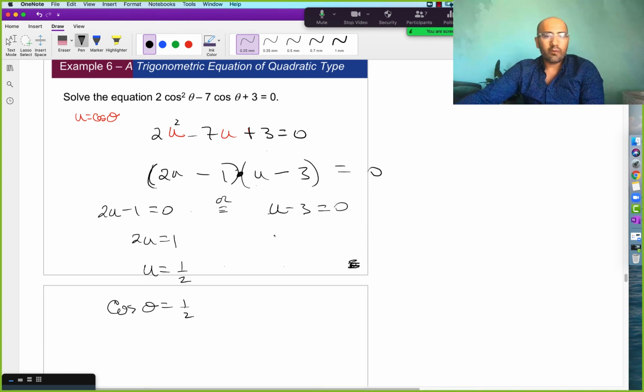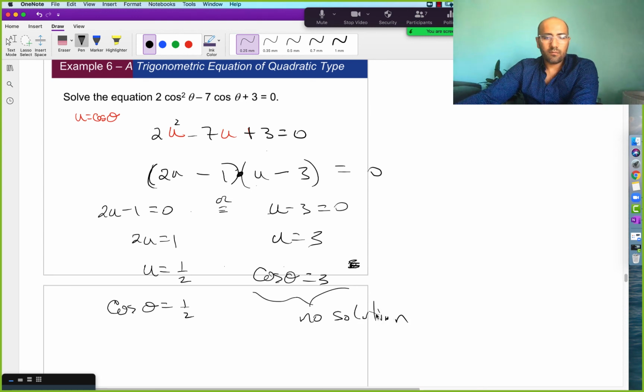From over here, we get that u equals 3, so cosine of u, not cosine of theta, cosine of theta equals 3, and we know that there's no such thing, right? No solution from here. The output of a cosine function is bounded between negative 1 and 1.